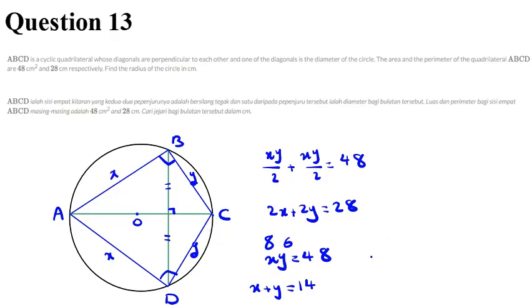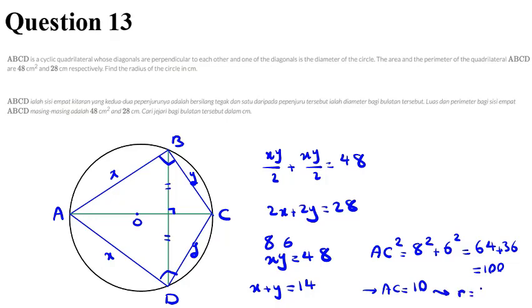So AC, by the Pythagorean theorem, we can say AC squared is x squared plus y squared, 8 squared plus 6 squared, which is 64 plus 36, which is 100. So we conclude AC is 10. So AC is what? It is the diameter. So the radius is half of that, so the answer is 5.